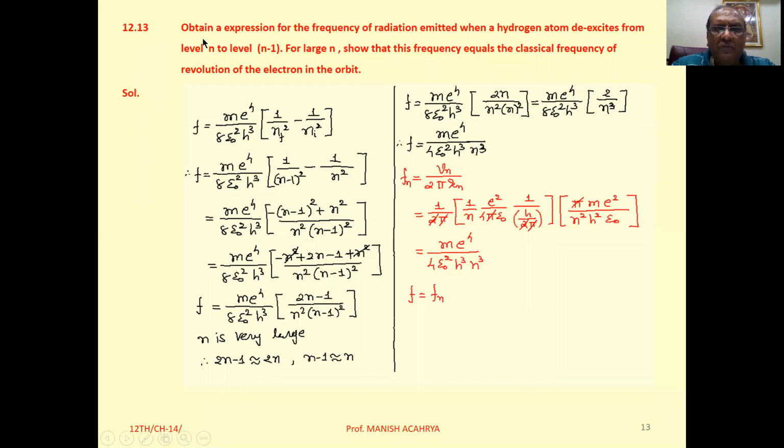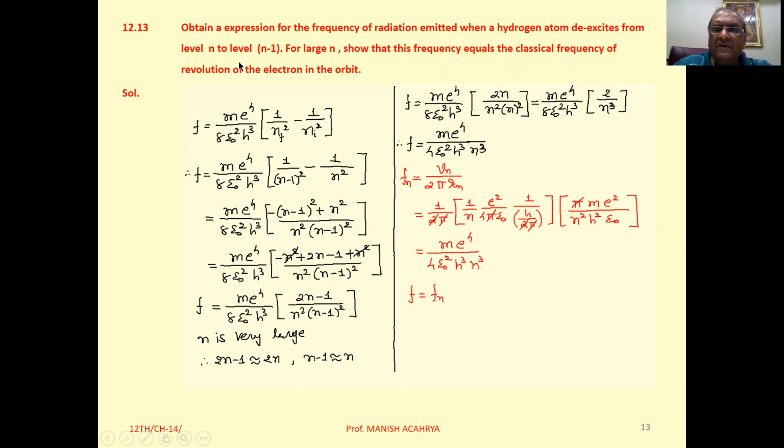Next, 12.13: obtain an expression for the frequency of radiation emitted when a hydrogen atom de-excites from level n to level n minus 1 for large n, so that this frequency equals the classical frequency of the revolution of the electron in the orbit. Now see, we have the equation for frequency, that is me⁴ upon 8 epsilon 0 square h cube into 1 upon nf square minus 1 upon ni square for the transition from ith state to fth state.